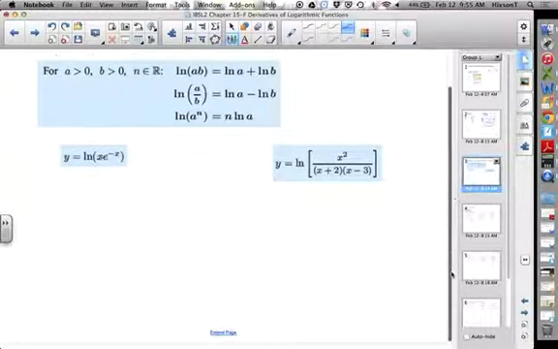Okay? So let's look at how we could use these rules. First of all, on the left here, we have the natural log of x times e to the negative x. So let's think about this one. Notice I'm not doing the derivative yet, I'm just simplifying the function itself. So I could write this as the natural log of x plus the natural log of e to the negative x, which will just be ln x plus the negative x.